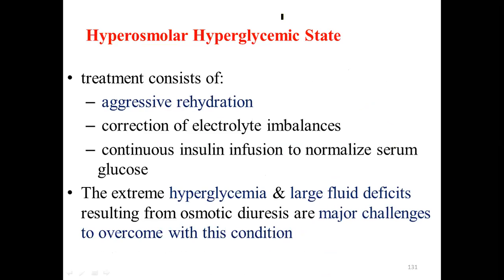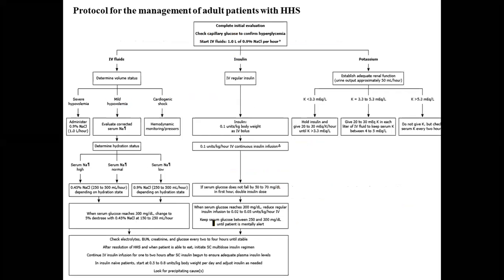So similar to DKA, the principle of management is the same. Treatment consists of aggressive rehydration, correcting electrolyte imbalances, then giving a continuous infusion. Remember, because of extreme hyperglycemia and a large fluid deficit, which results from osmotic diuresis, it is a major challenge to overcome this condition. The principle of management of HHS and DKA is the same, except the component of bicarbonate is not needed here because there is no acidosis.